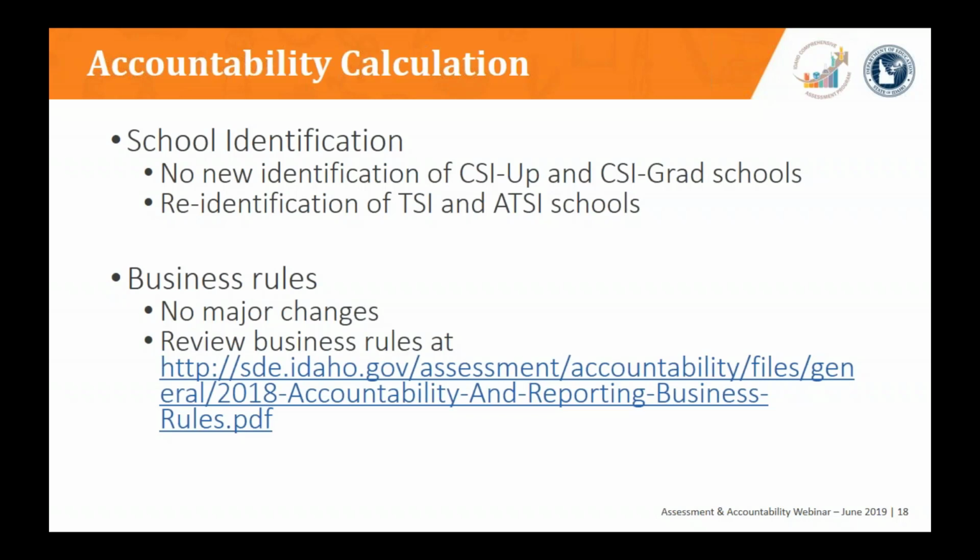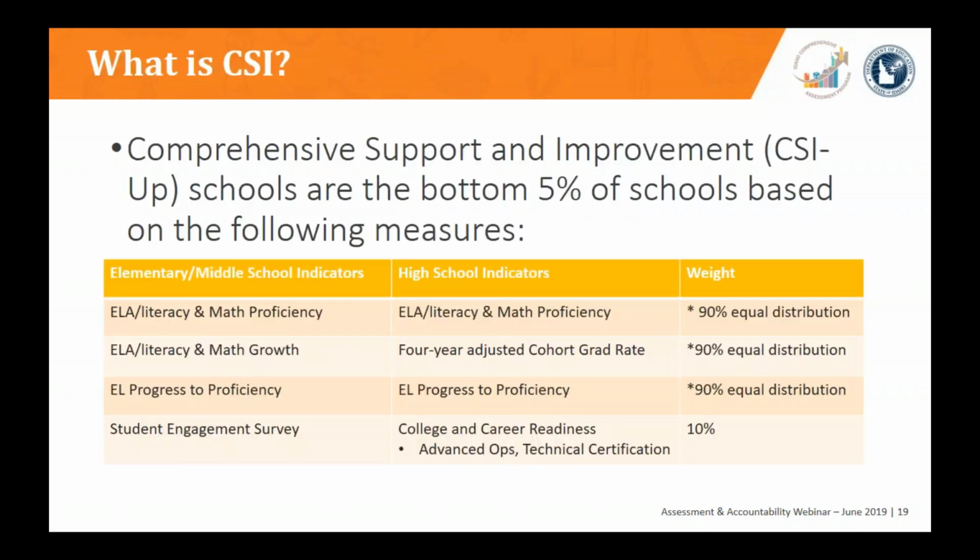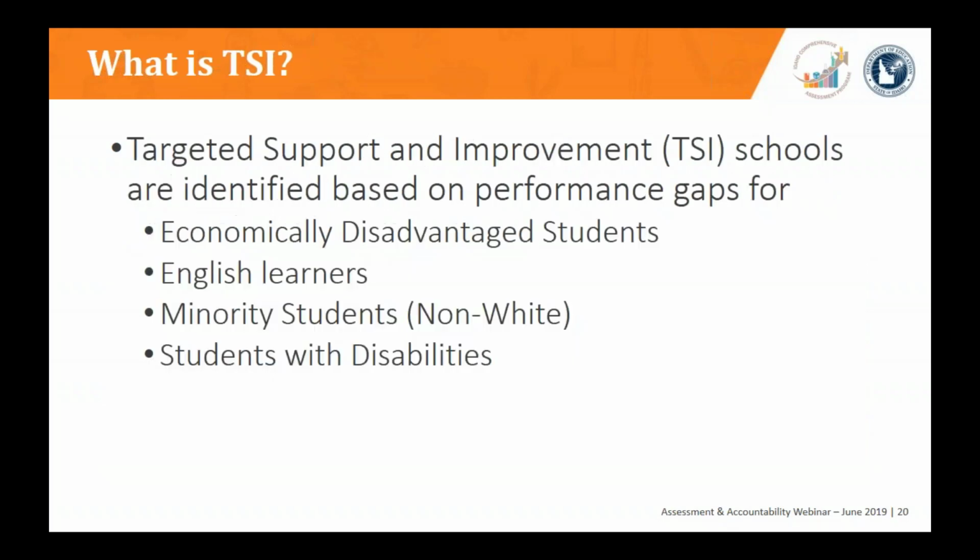So let's just quickly review those CSI, TSI, and ATSI categories so we're all on the same page. CSI stands for Comprehensive Support and Improvement. And these are the schools in the bottom 5%. That's based on the composite value created by the measures in this table. So again, we won't be doing that identification this year, even though we'll run those numbers.